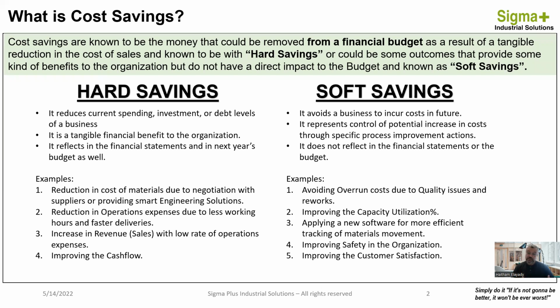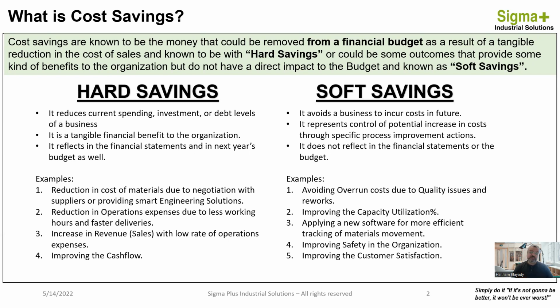But this time, you have implemented a new set of improvement actions. And when you closed the project and reviewed the financial results with the cost controller, you observed that there is no overrun cost anymore, but the budget is still the same. So you have avoided overrun cost due to the implementation of good improvement actions, right? So this is a kind of soft saving.